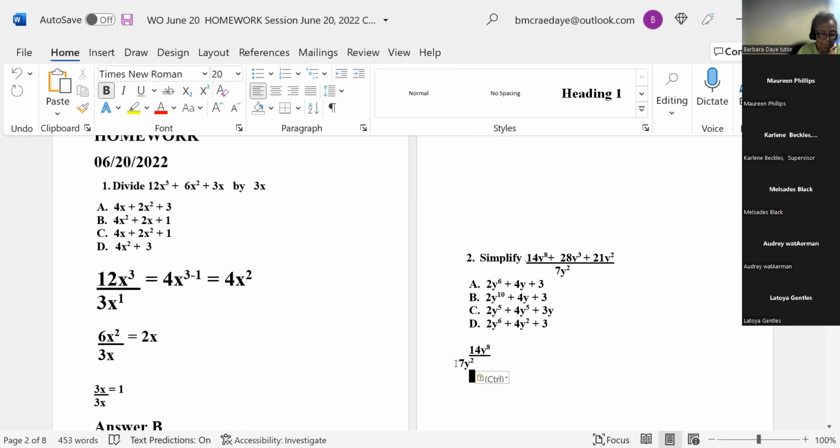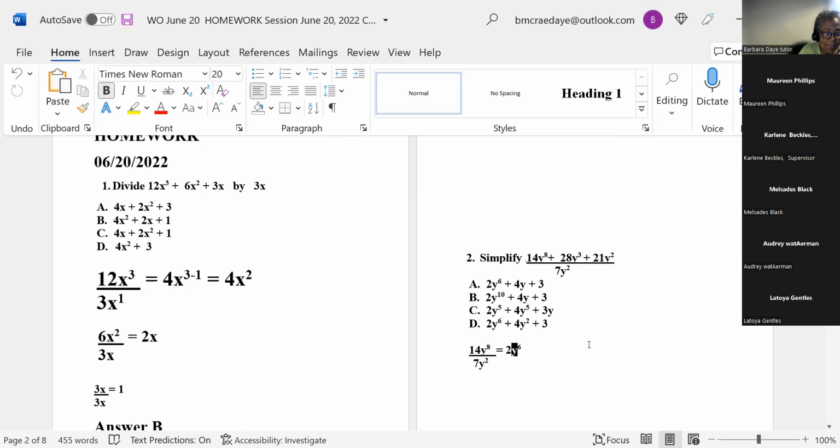Now, what is that equal to, Mercedes? It is equal to 2y to the 6. Okay, very good. I'm sorry, 2y to the 6. 14 over 7 is 2. There we go. Okay, 8 minus 2 is 6. So you got 2y to the 6.